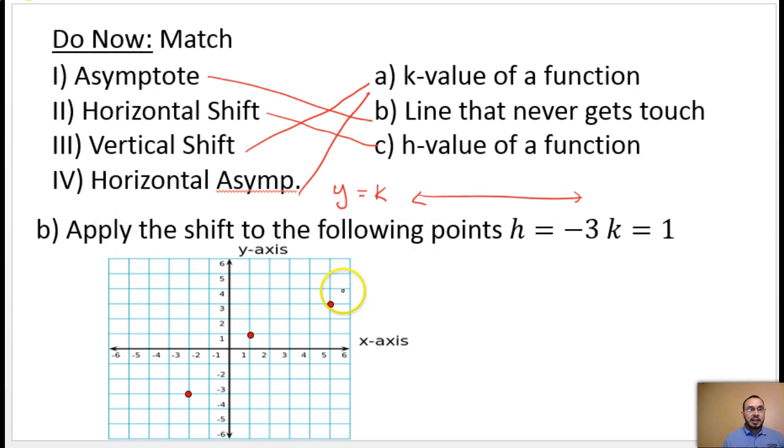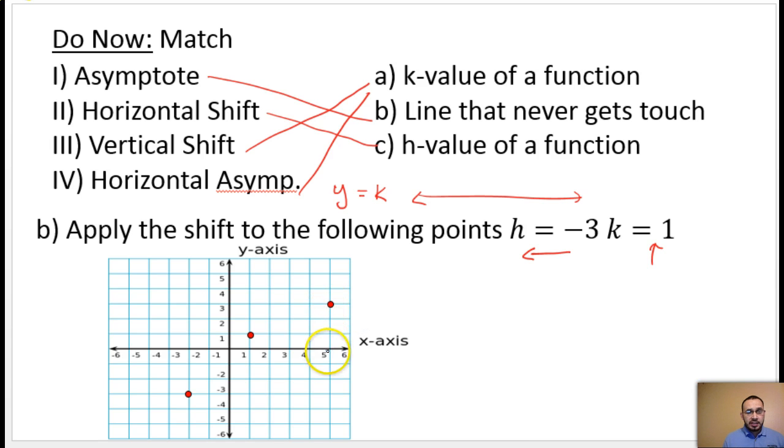Cool. So for the second part, we have to apply the shift to the following points. The shifts that we're talking about are our H, that's our horizontal shift, so that's 3 units to the left, and our K, or our vertical shift, and that's 1 unit up. Here we're given 3 points. I'm going to take each one of these points as an individual case and then apply my shifts.